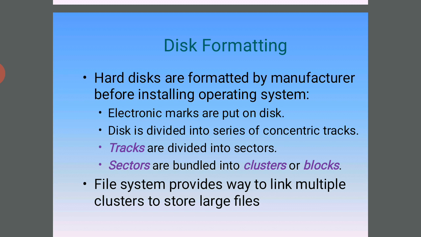Hard disks are formatted by manufacturers before installing the operating system. Formatting means the data will be cleared from the disk, that is called formatting. The electronic marks are put on the disk, and the disk is divided into serial electronic tracks. The tracks and sectors are there, so we can store information in the tracks and sectors. The sectors are bound into clusters and blocks.